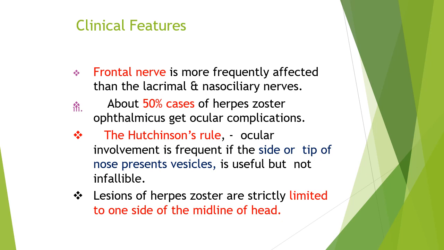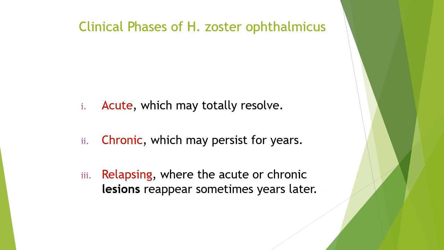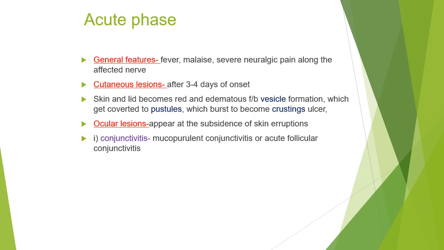We know that the lesions are confined to only one half of the midline of the head. It may present in the form of acute, chronic, or relapsing lesions. The general features are the same. As with any viral infection, the patient will have fever, malaise, and severe neuralgic pain along the affected nerve.